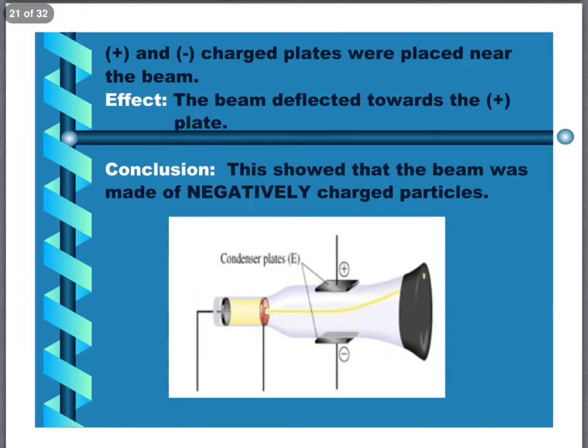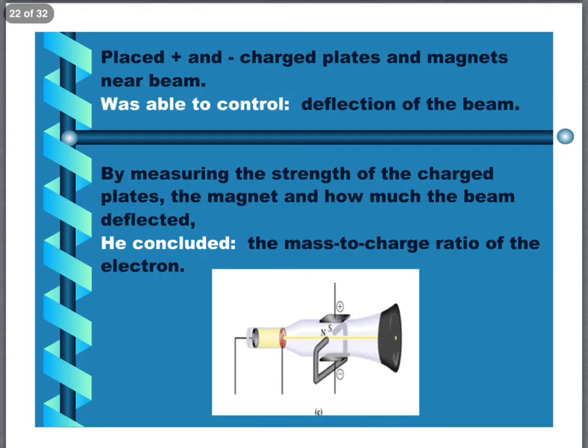He also put positively and negatively charged plates near the beam, and the effect was that the beam always deflected towards the positive plate. So even if he switched the two plates, the electrons always traveled towards that positive charge. So what he was able to conclude from this is that the beam must have been made of negatively charged particles. So now we know there's a subatomic particle and it's negatively charged.